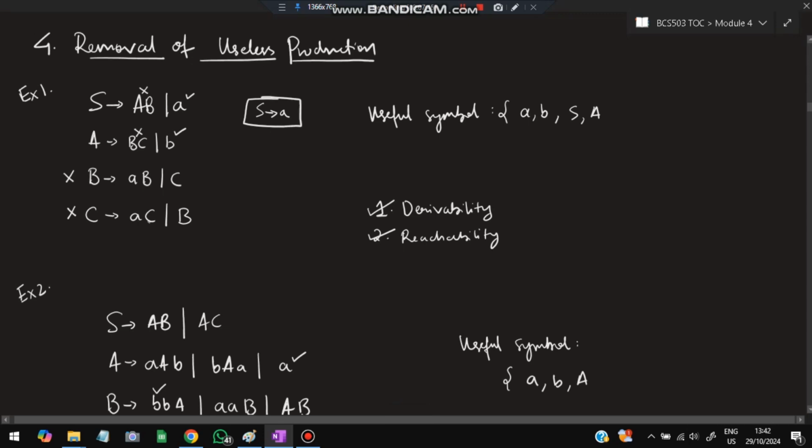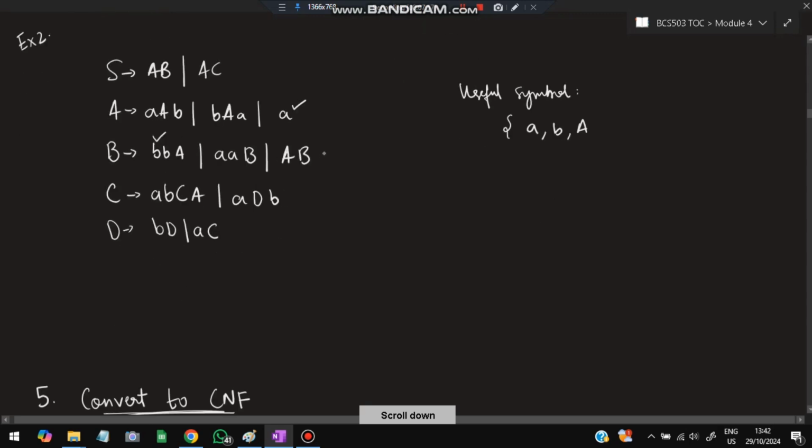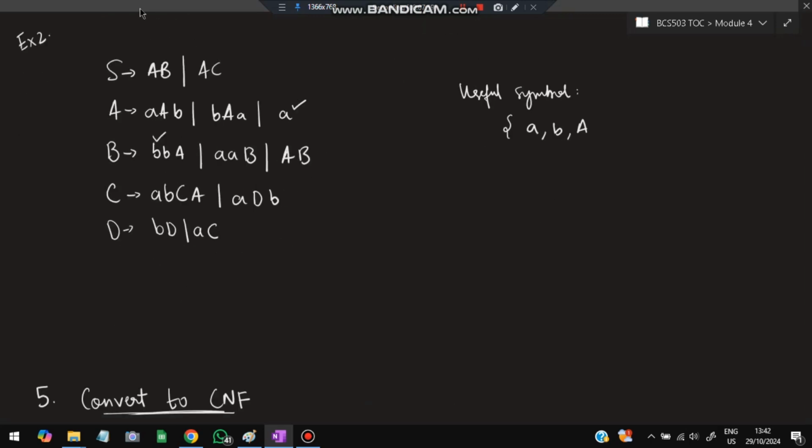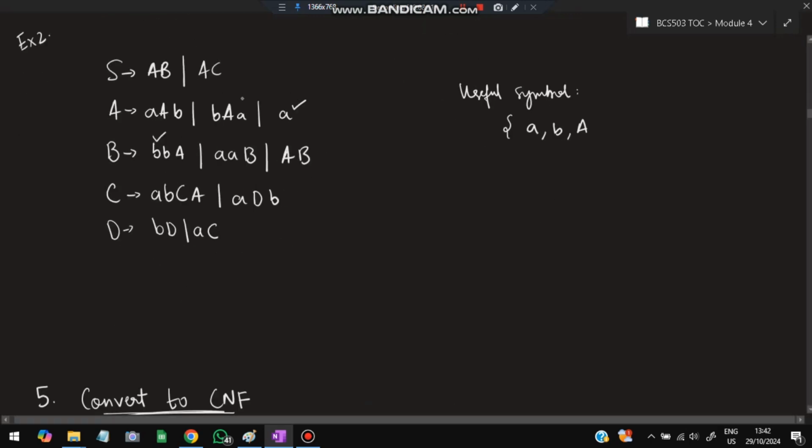After removing the useless productions from this CFG, you will be remaining with this production, which does not have any useless production. Okay, let's understand this using a second example. In this example, the useful symbols, terminals, are A and B. Any other terminal? No. So A and B are terminals, and capital A is also a useful symbol. Now we'll be checking each one by one.